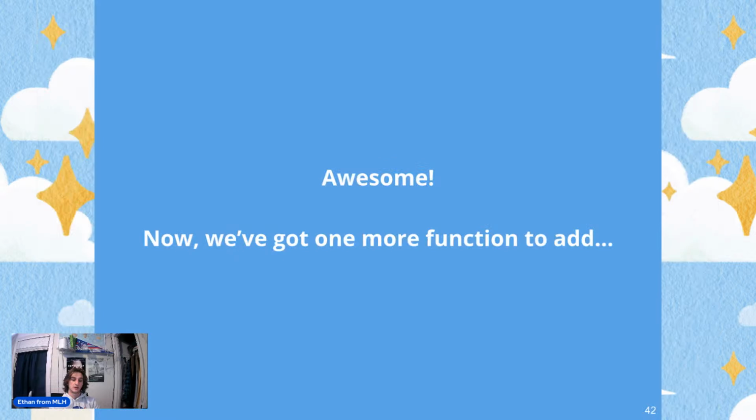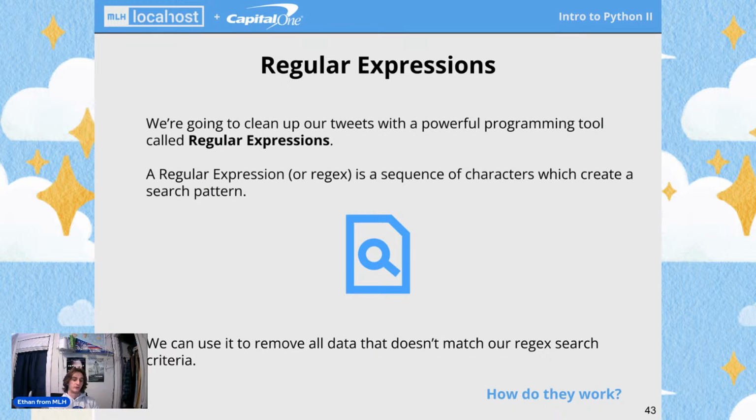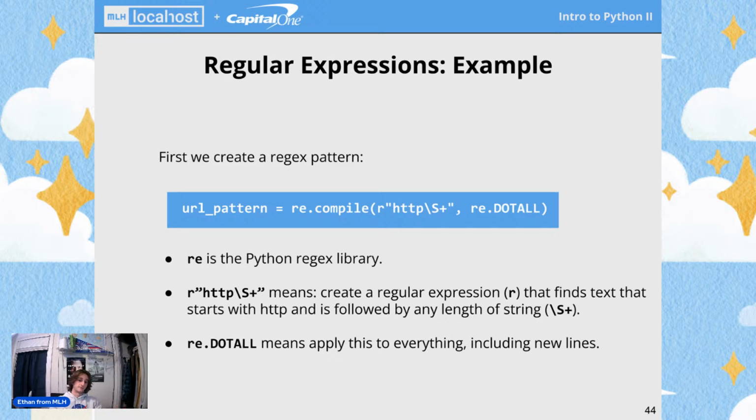All right. So again, we've got one more function to add. But before we do that, we have to introduce another concept called regular expressions. We're going to clean up our tweets with this powerful programming tool. What it does is take a sequence of characters and create a search pattern. So we can use it to remove all the data that doesn't match our regex search criteria.